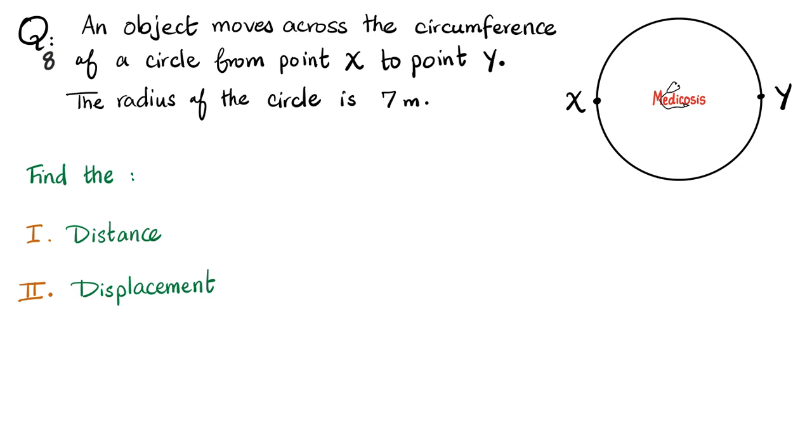Back to good old distance and displacement. An object moves across the circumference of this beautiful circle from point X to point Y. Please note that the radius of this circle is 7 meters. Find the distance and the net displacement. Please pause.